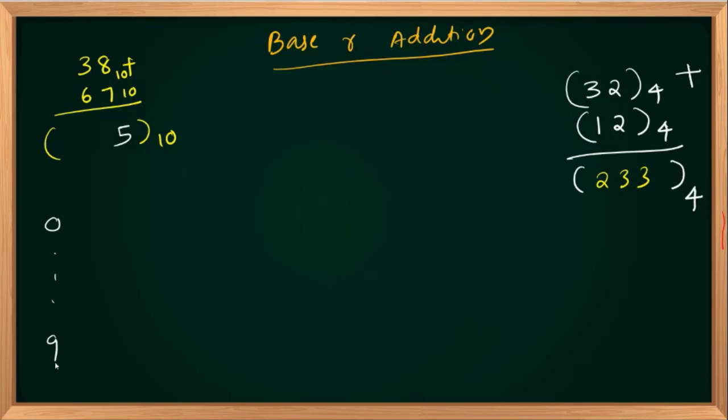8 plus 7 is 15. How to get a 5 from 15? You should subtract 10. So 8 plus 7 is 15. We don't have a symbol corresponding to 15 in decimal. So I'm subtracting the base: 15 minus 10 is 5. So I'm writing that 5 here and I'm taking a carry. Why am I taking a carry? I have subtracted a 10, right? Then I should compensate that.